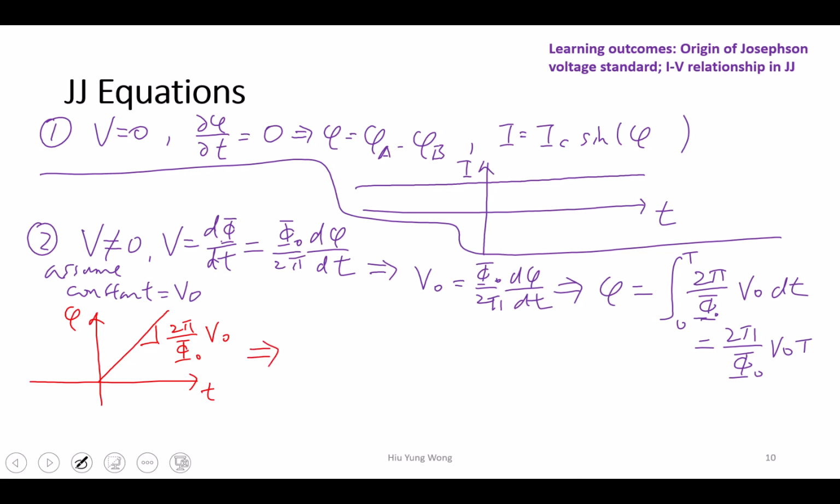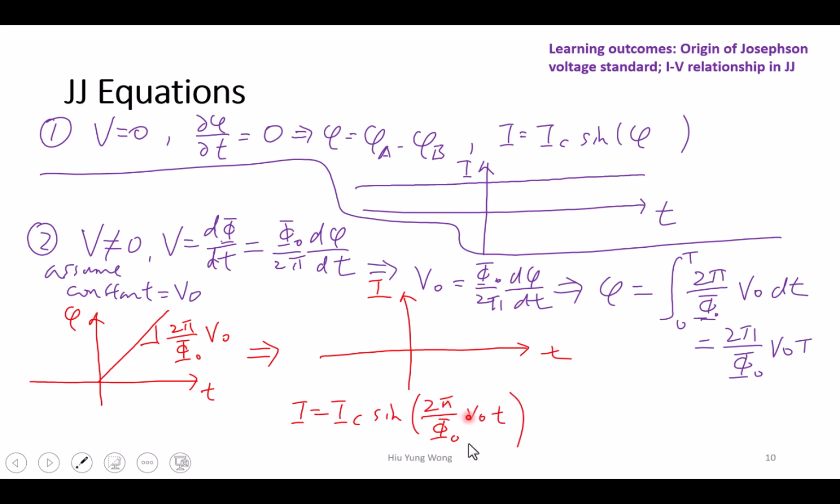The point is, what is the current now? What is the current now? That was the mistake I made, right? Because current now equals to IC times sine the phase. And the phase now is 2 pi divided by phi naught V0 times t. These are constant, and then you go with t, right? So you are going to oscillate. And what is the peak? IC. And IC is the critical current, which makes sense, right?